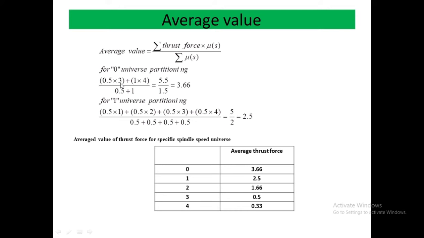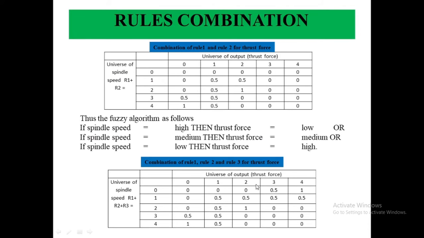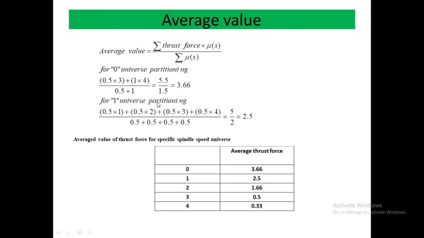What value do I have in 3? 0.5. So the sum of thrust force is 0.5. The sum of thrust force is 1 according to the fourth term available in the fuzzy table. Can you understand this? In the third there is 0.5, in the fourth there is 1. So the sum of thrust force is 0.5, and the sum of thrust force according to 4 is 1. So likewise I arrange 0.5 into 3 plus 1 into 4.